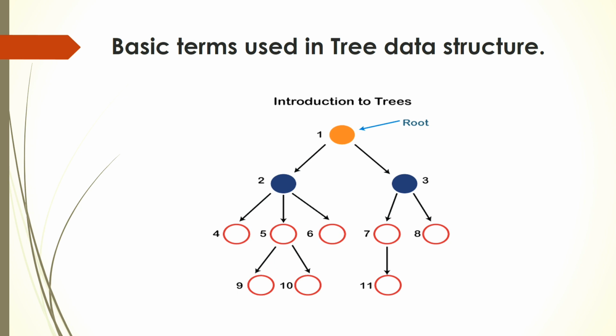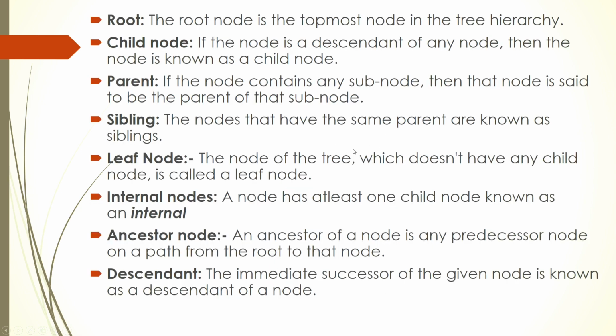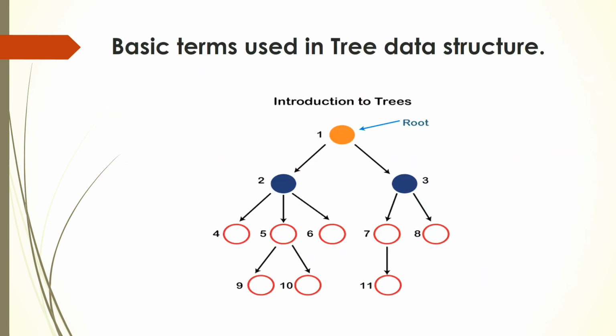Some basic terms used in the tree data structure: in this structure each node is labeled with some number. Each arrow shown in the above figure is known as a link between two nodes. First is the root node. What is the root node? The root node is the topmost node in the tree hierarchy. In other words, the root node is the one that doesn't have any parent. In the structure, node number 1 is the root node of the tree.